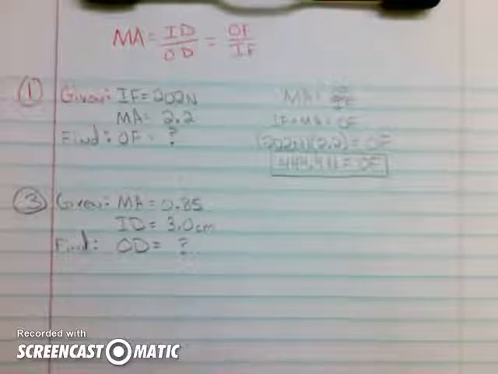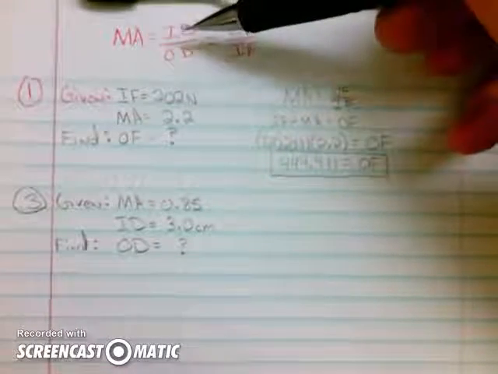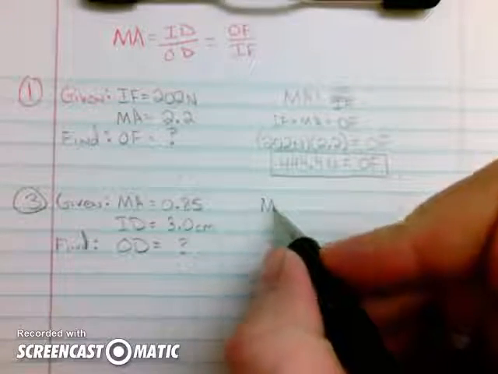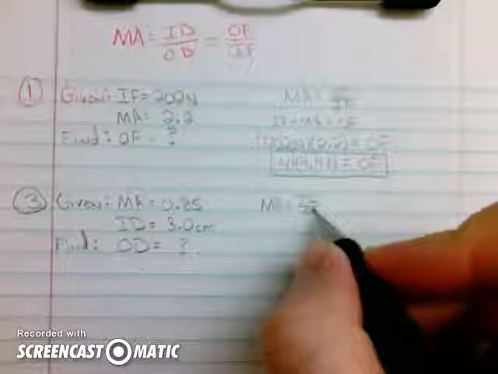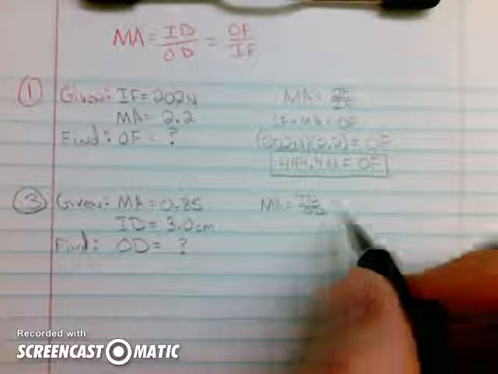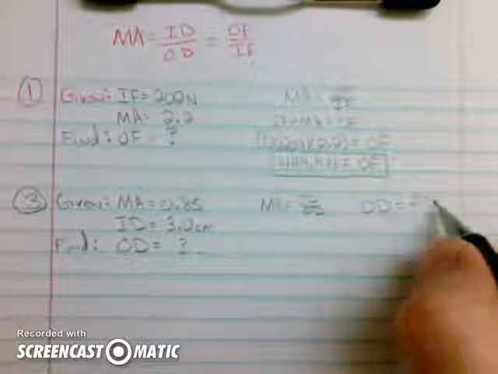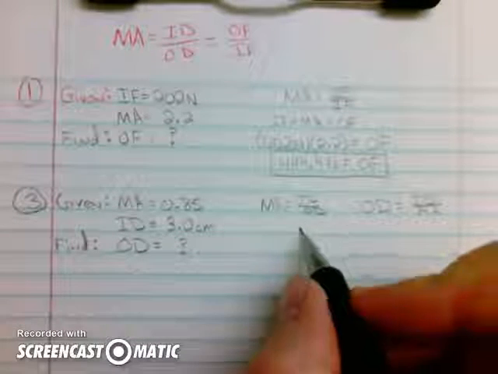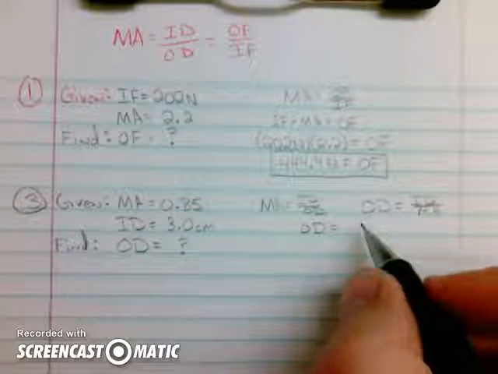All right, now I'm going to use this equation right here, just the first part of it. I got MA and ID are given, so I have to find OD. So let's write that down. MA equals ID over OD, and if I rearrange that, I'm going to multiply this over here, and I'm going to divide that over to there. So I get OD equals ID over MA. Okay? So output distance equals input distance divided by mechanical advantage.